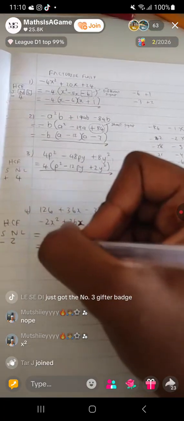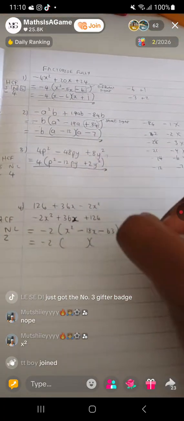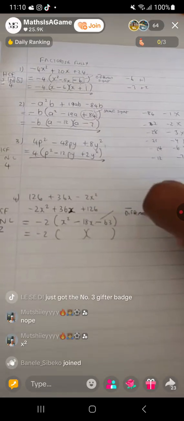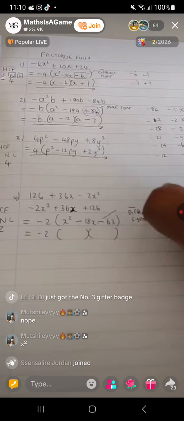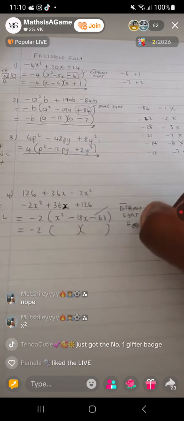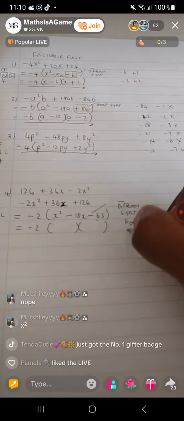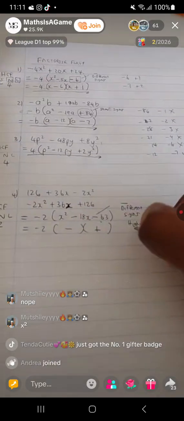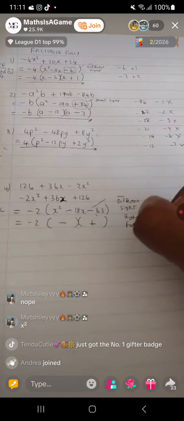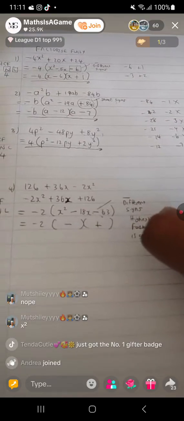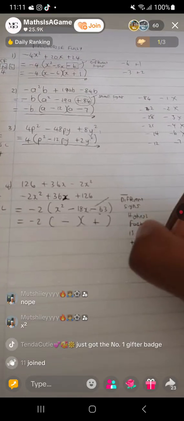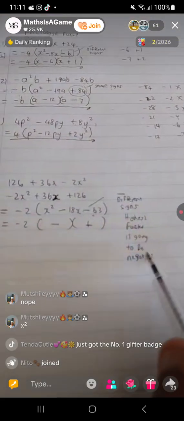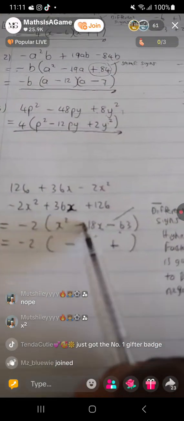Then inside the bracket, negative means different. Different what? Different signs. The highest factor of 63 is going to have a negative sign. So I'm going to have a negative and a positive. Highest factor is going to be negative. How do I know that the highest factor is going to be negative? What dictates what the highest factor sign will be is the sign of the middle term.